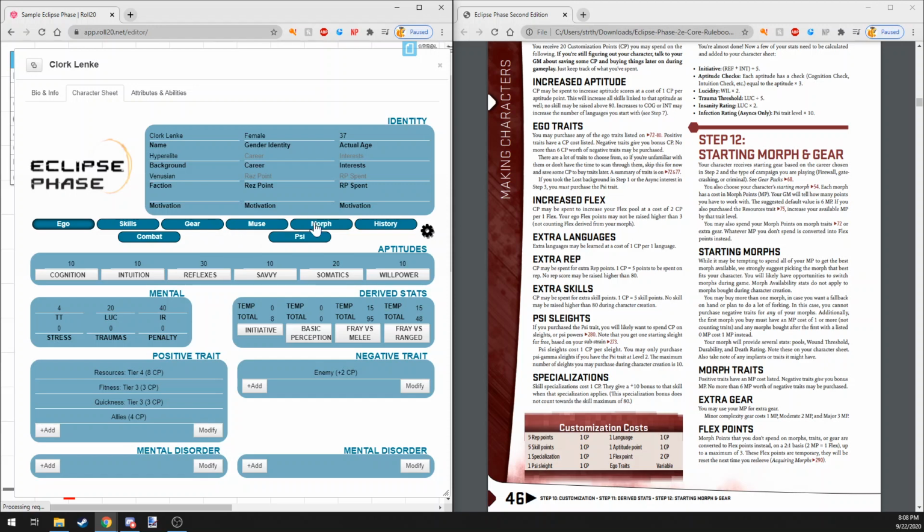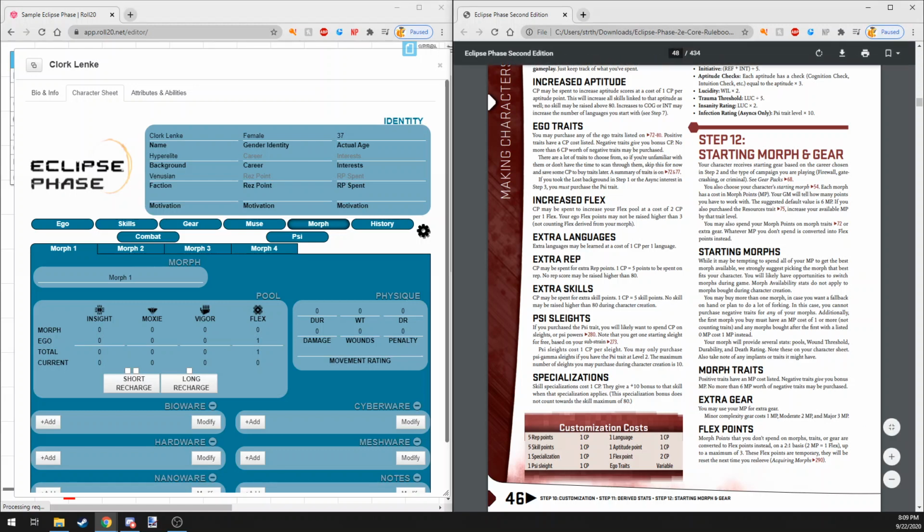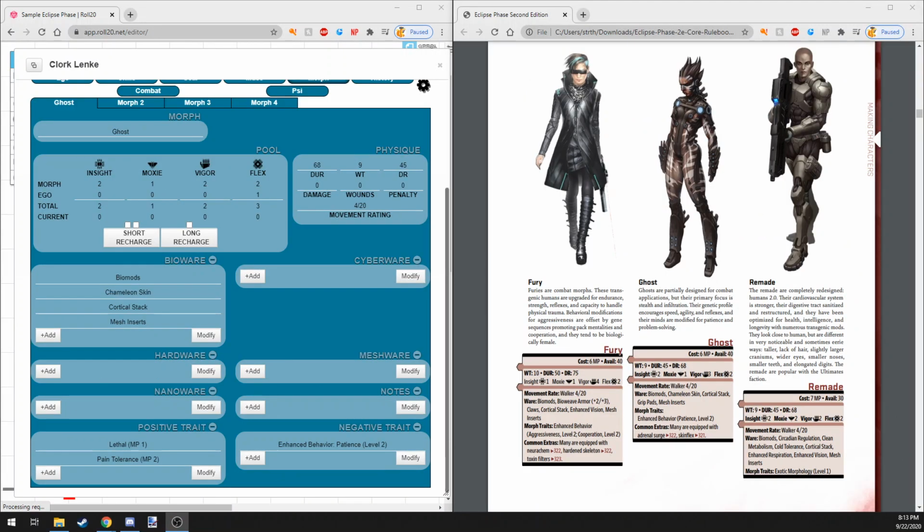So my morph, alright, that is basically your body, alright? You can read about it in the book, but normally you start out with 6 MP to spend. Because I have resources, I get an additional 4, so that means I have 10 to spend. So I'm going to spend those real quickly, and I'll get back to you when I finish.